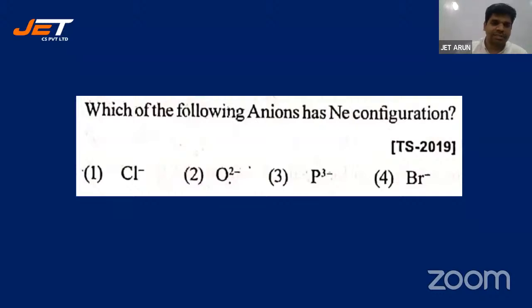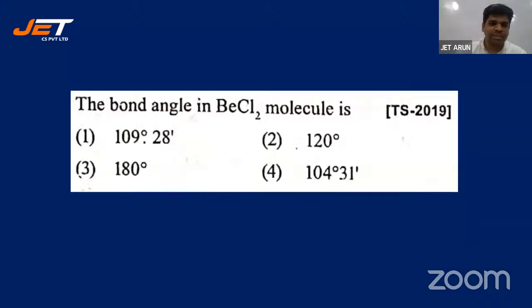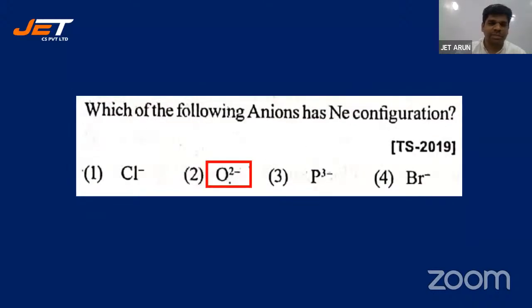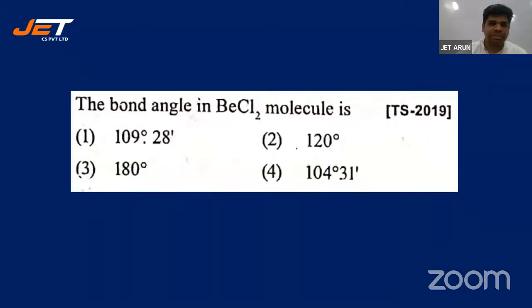All right, let's see the answer. Here, it's O2 minus. All right, so this anion has a configuration of neon, same as that of neon. Remember this one. All right, this is again a memory based question.